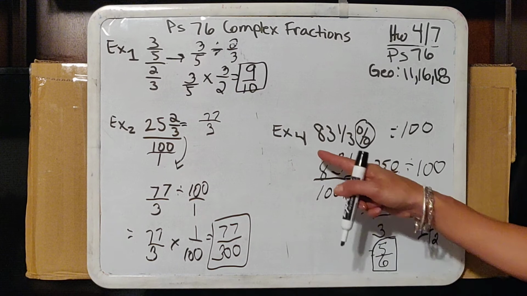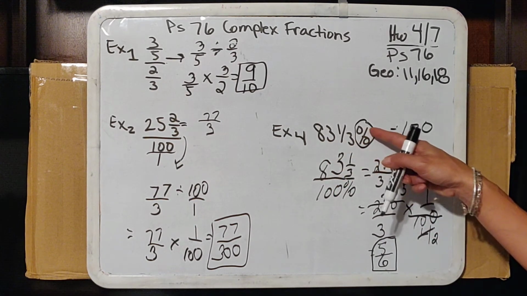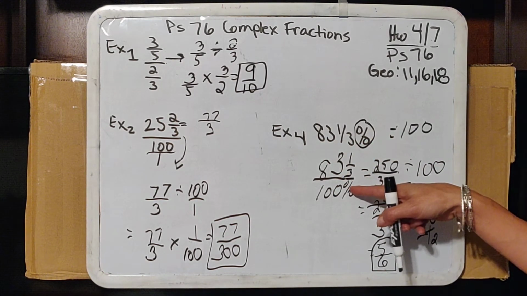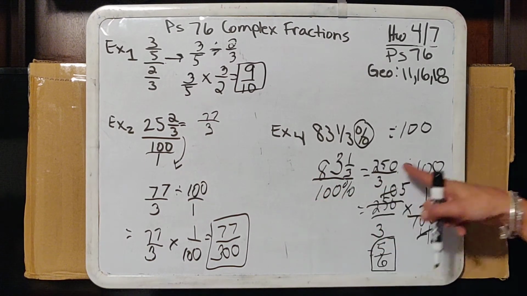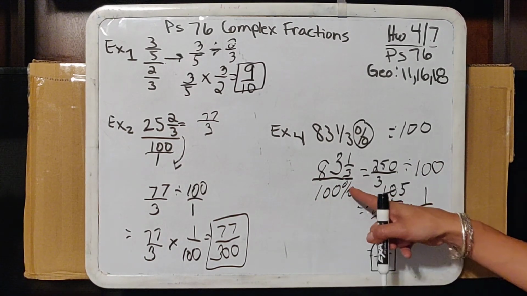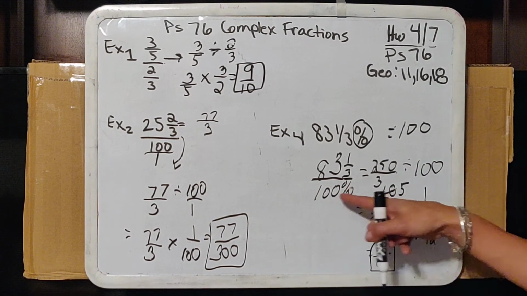So in fact, you can see that a percent can be written as a fraction, a complex fraction, and then solved by dividing by 100. And isn't that what we usually do? Don't we typically take it?